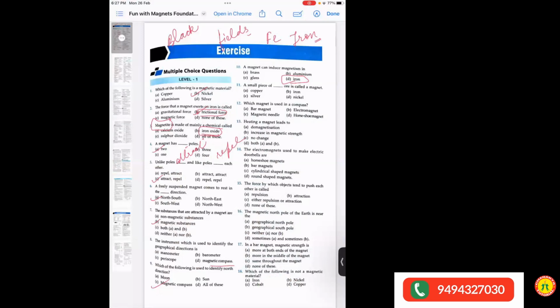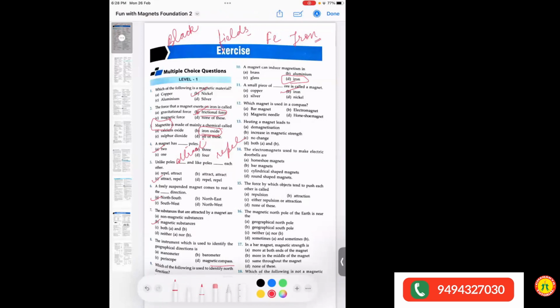Swami, you need to start with question number 11. A small piece of dash ore is called a magnet. Ma'am, iron. Okay. A small piece of iron ore is called a magnet. Good. Question number 12, Anu. Which magnet is used in compass? Ma'am, I wrote bar magnet.